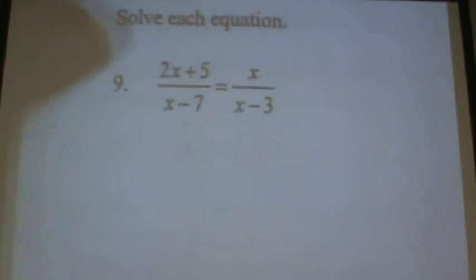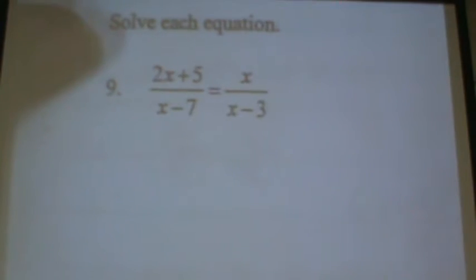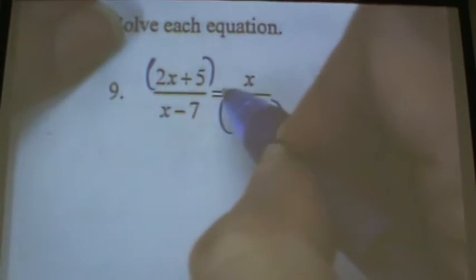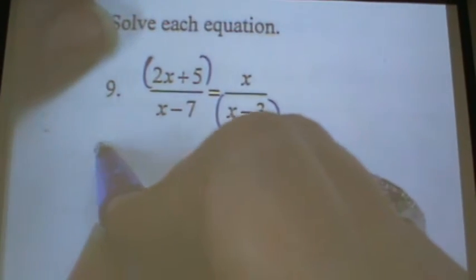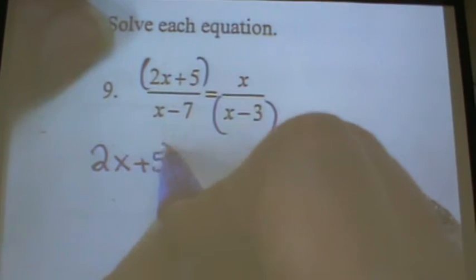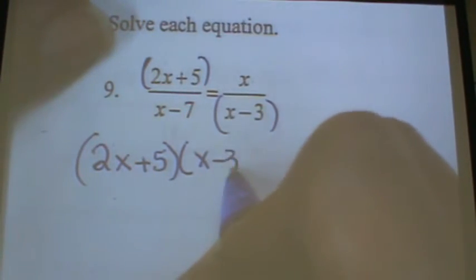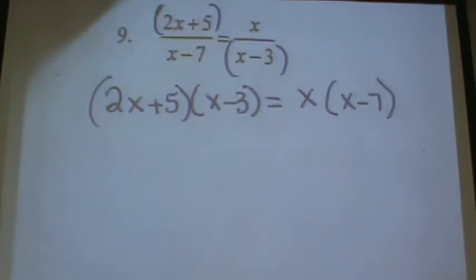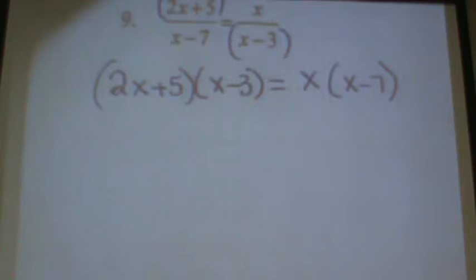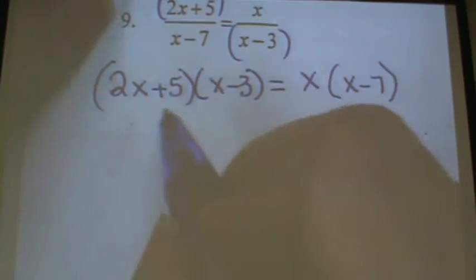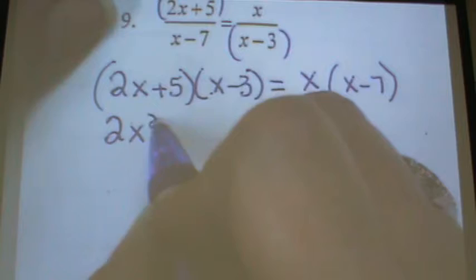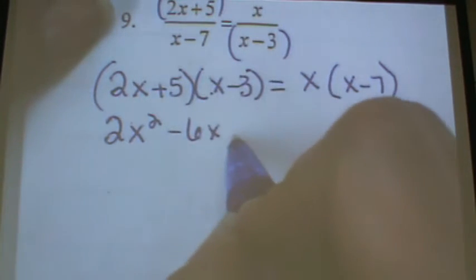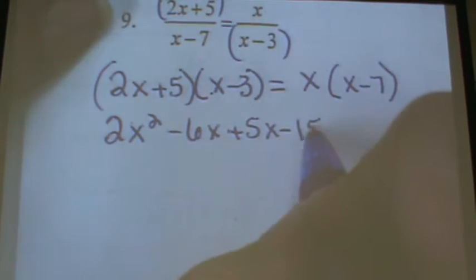Okay, the last 3 are solving equations. When you have 2 fractions set equal to each other, you can do what to solve them? Cross multiply. So in other words, 2x plus 5 times x minus 3 equals x times x minus 7. Okay, what would you do next? Distribute, FOIL: 2x squared minus 6x plus 5x minus 15.